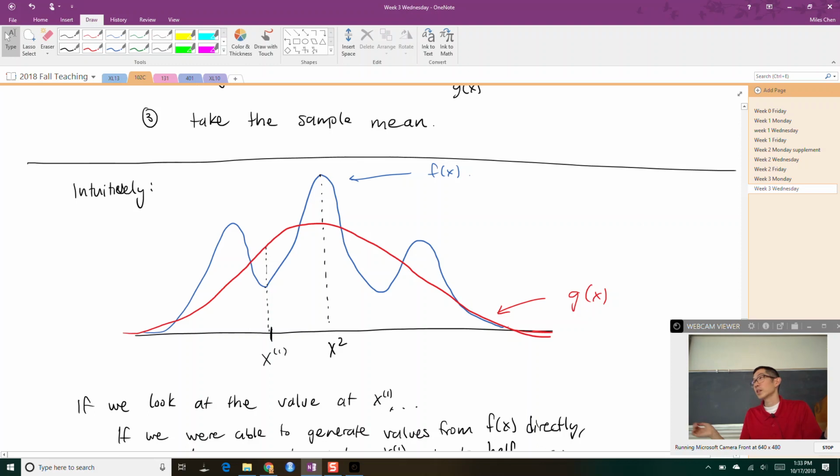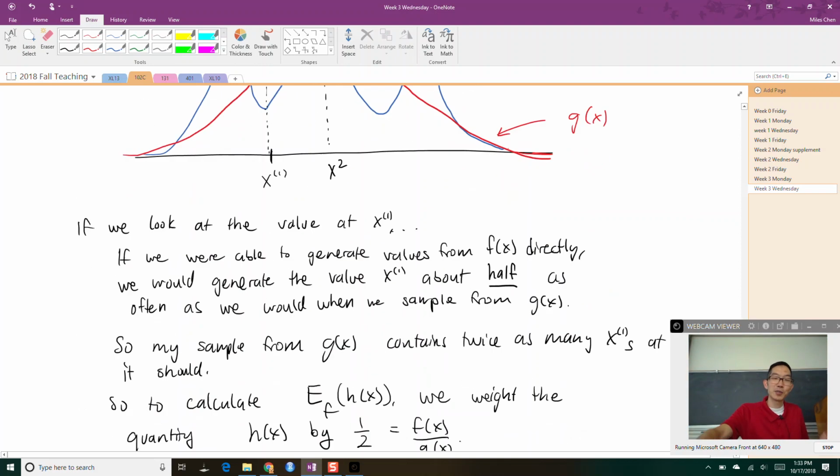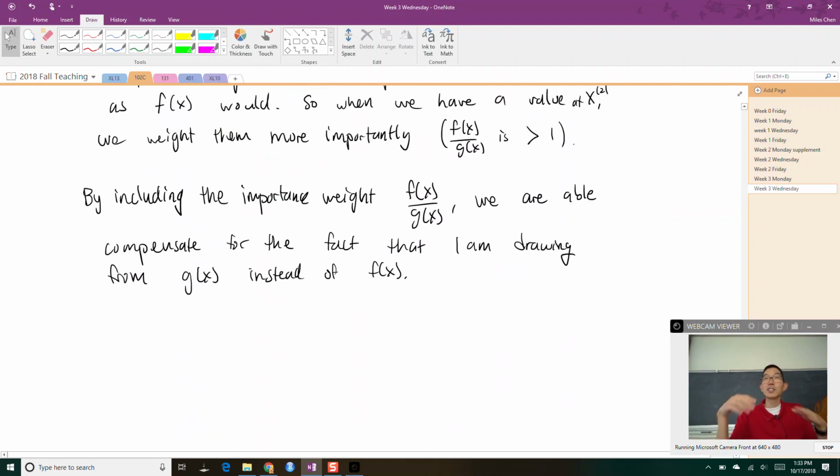If f of x has this shape, I could have done a uniform one, I could have done this normal looking one. I could have done any shape g of x. Anything would have been fine, and theoretically, in the long run, it works out. But maybe in the short run, it works better if f of x and g of x are more closely aligned.